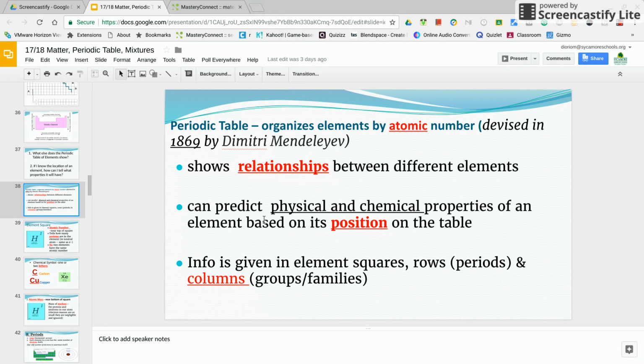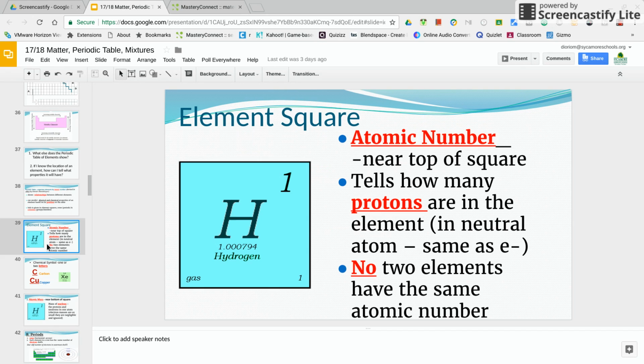So the first thing we did is we started off by looking at each element's elemental square. We wanted to decide what type of information this element square shows us. The first thing was the atomic number, the main way that you can tell the difference between each element. The atomic number is always located at the top of the element square. And once again, that tells you how many protons are in the nucleus of an atom.